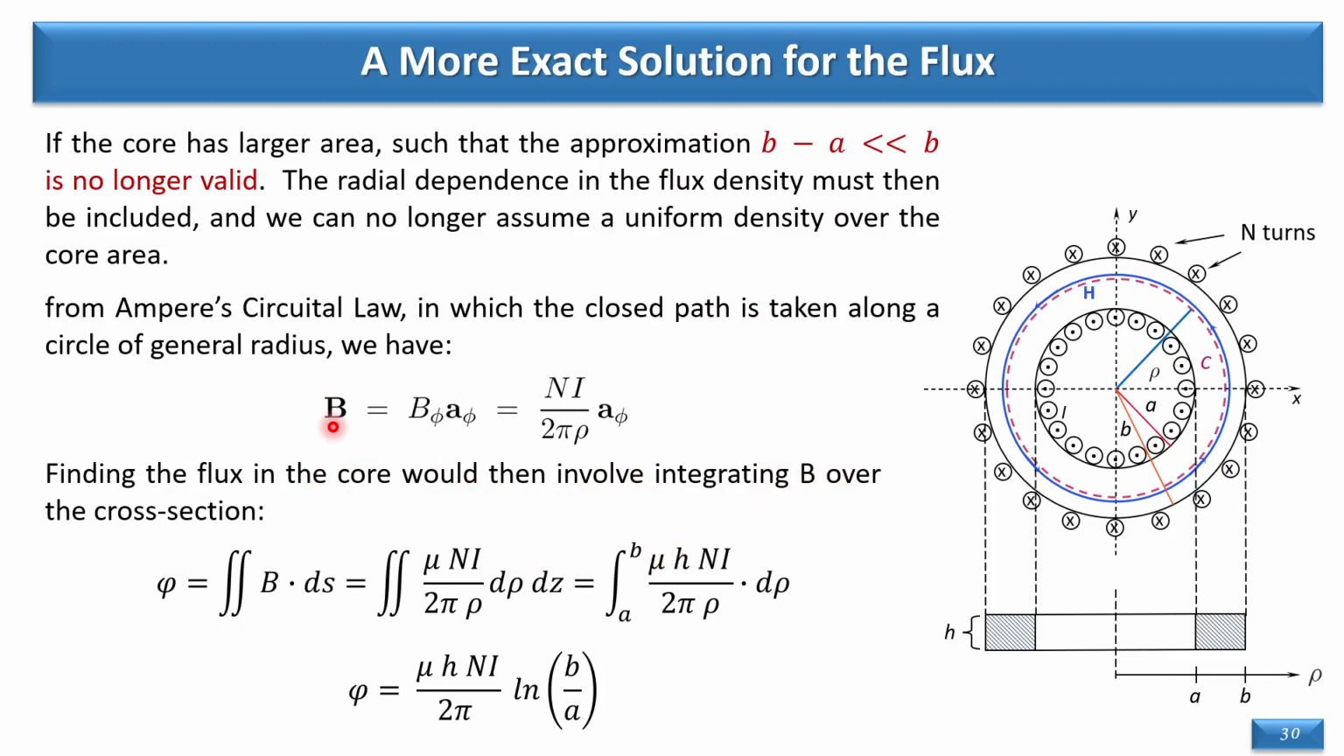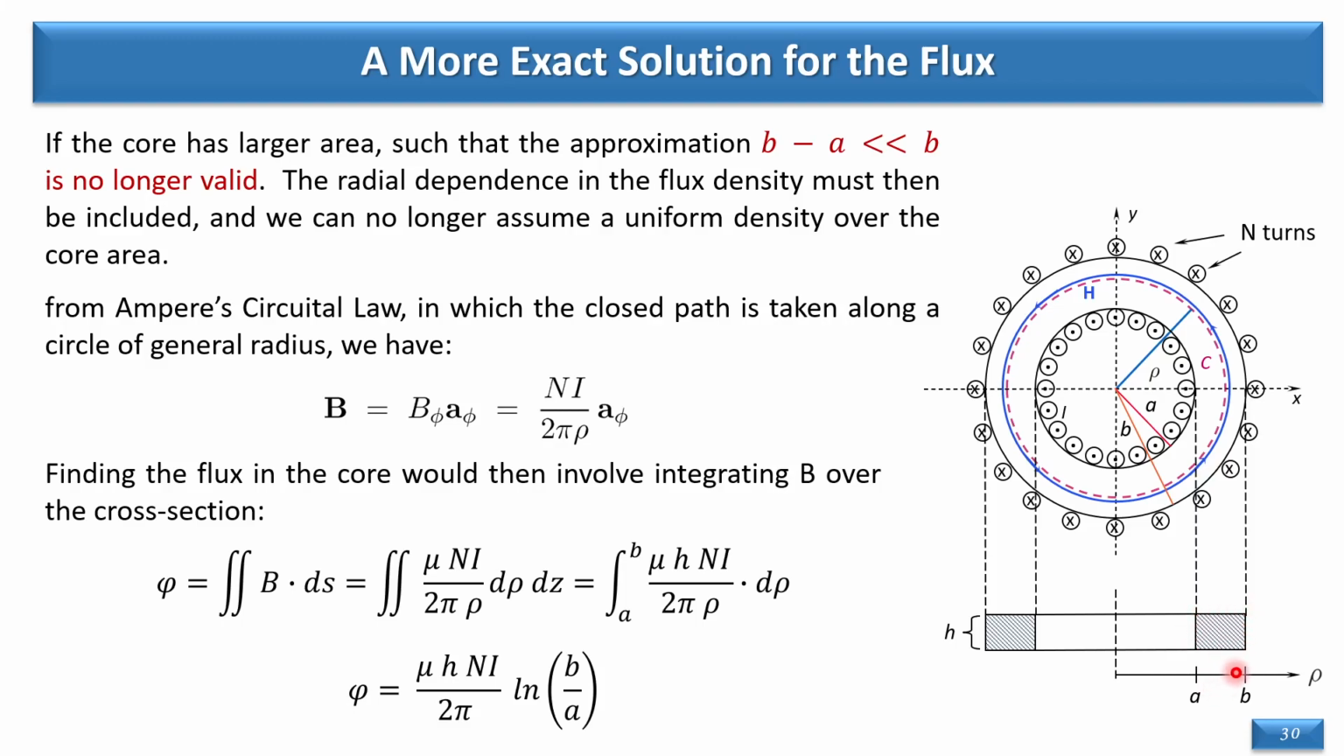Here the relationship between B and phi would have a different expression. Phi would equal the integral of B dot ds. We know that B equals mu Ni divided by 2 pi R. So we integrate over the cross section, and we'll come up with a different expression if we take no approximation about the cross section here.